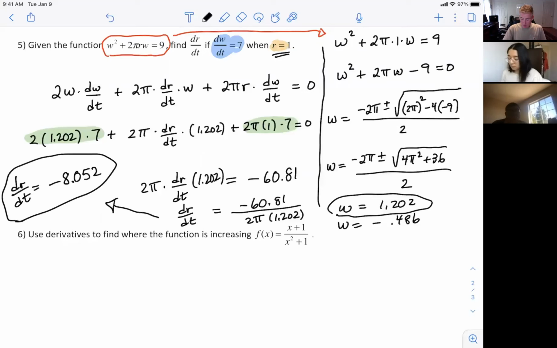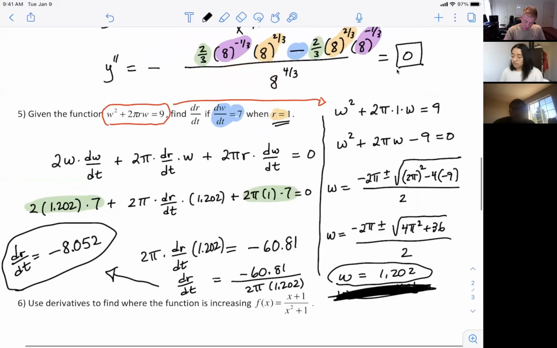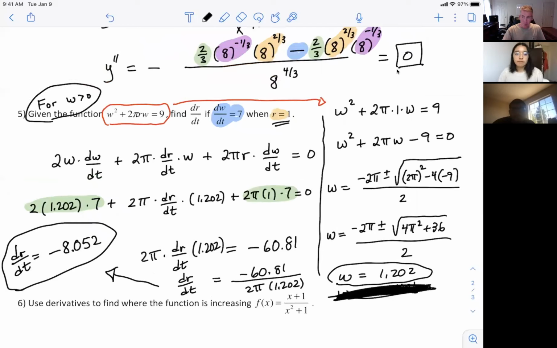And then I don't have enough space or enough time to do the other W. So we'll just pretend in the directions I said for W positive. There you go.